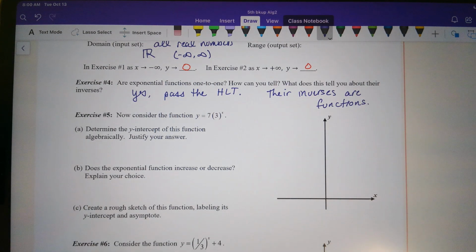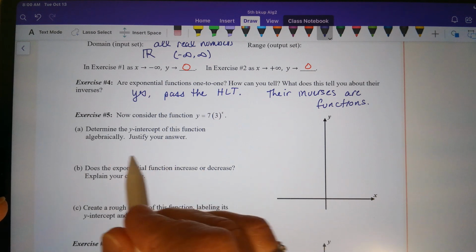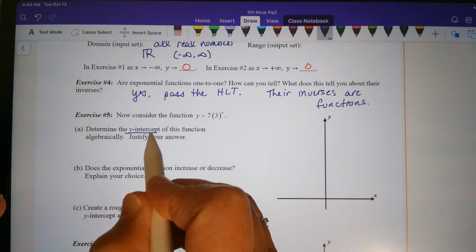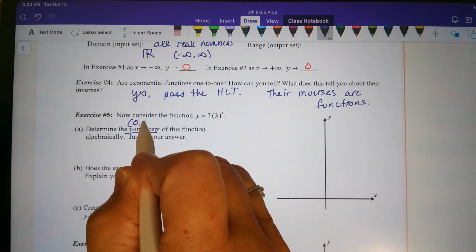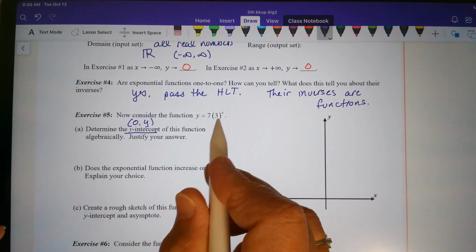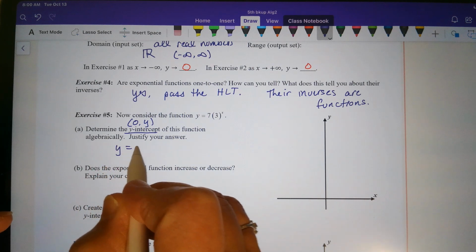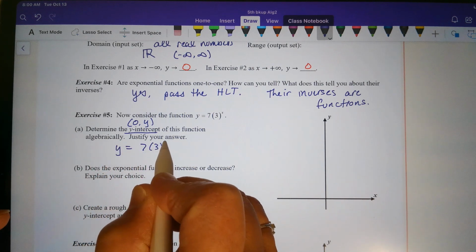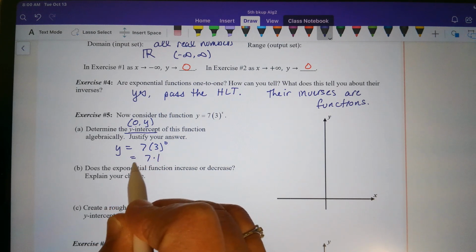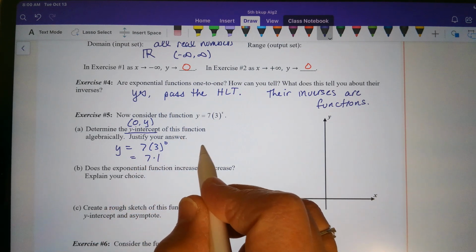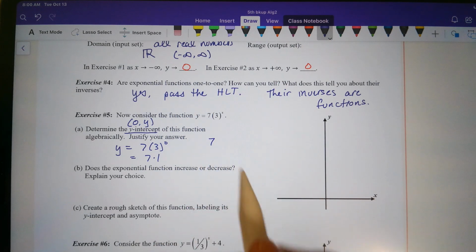Now consider the function y equals 7 times 3 to the x. Determine the y-intercept of this function algebraically, justify your answer. Okay, so y-intercept, that's where it crosses the y-axis. That means the x input is 0. So we put 0 in for x. 3 to the 0 is 1, and 7 times 1 is 7. So our y-intercept is 7.